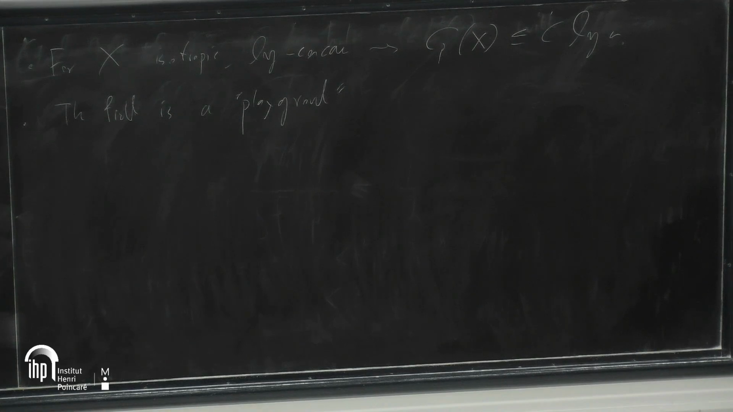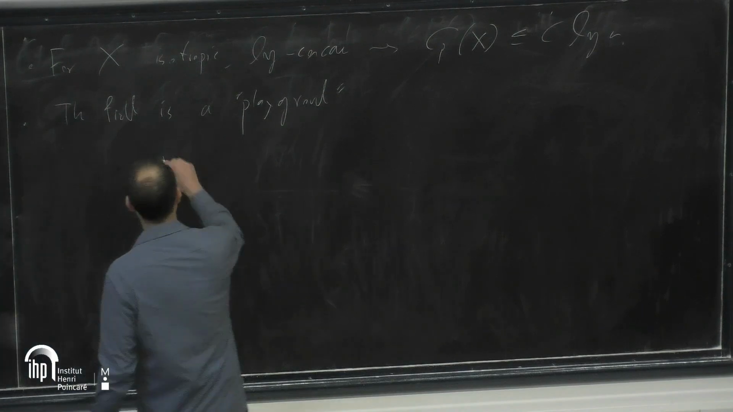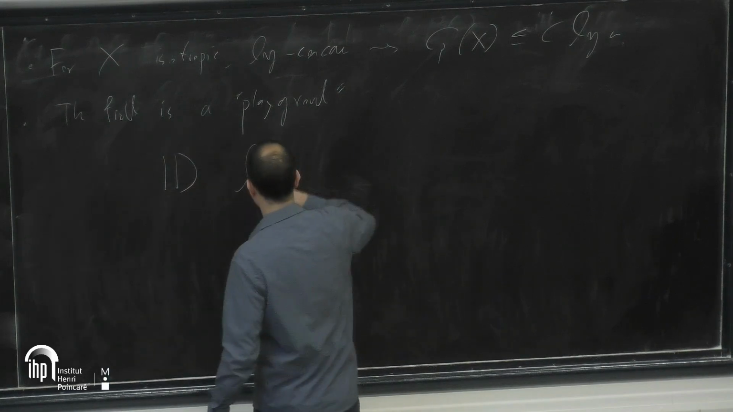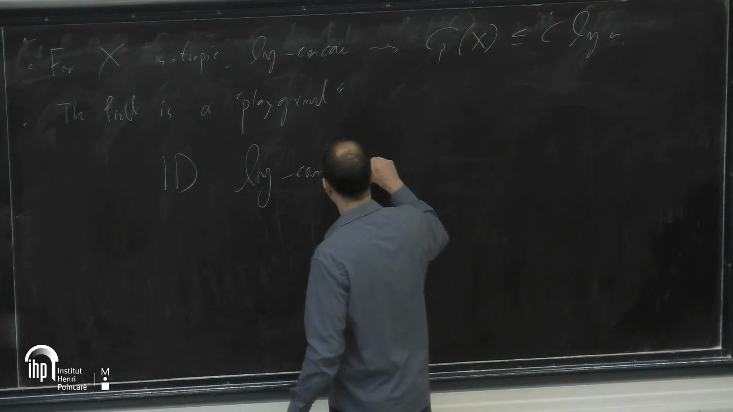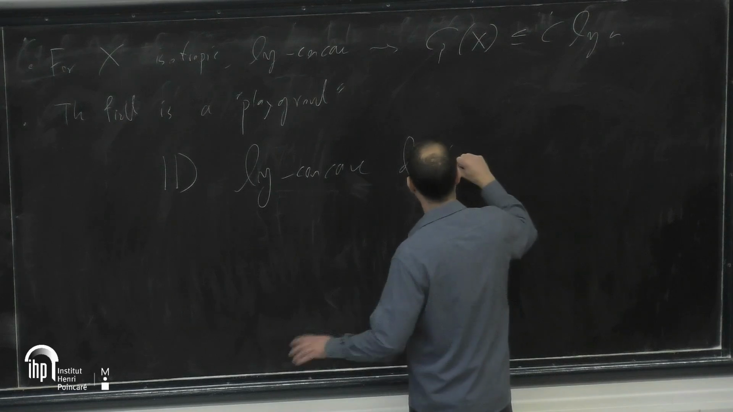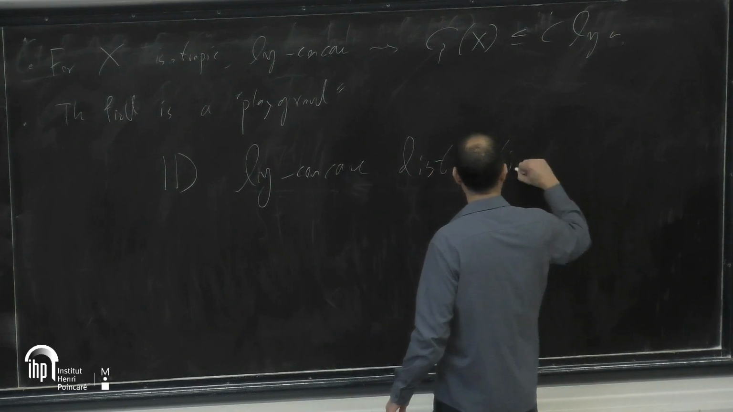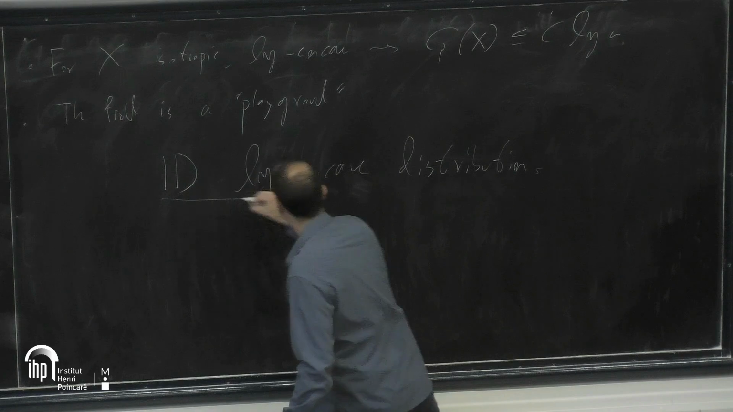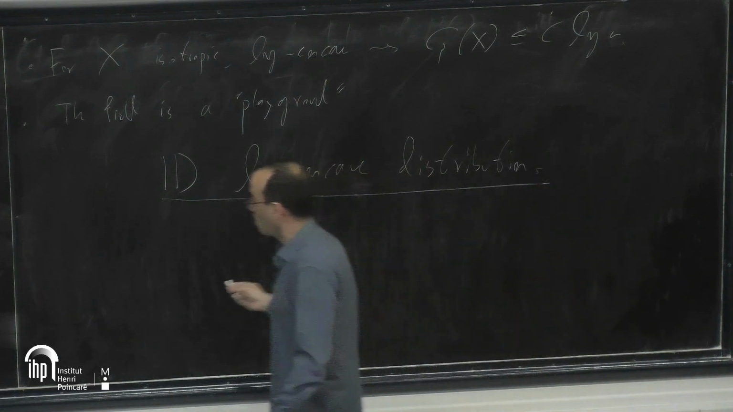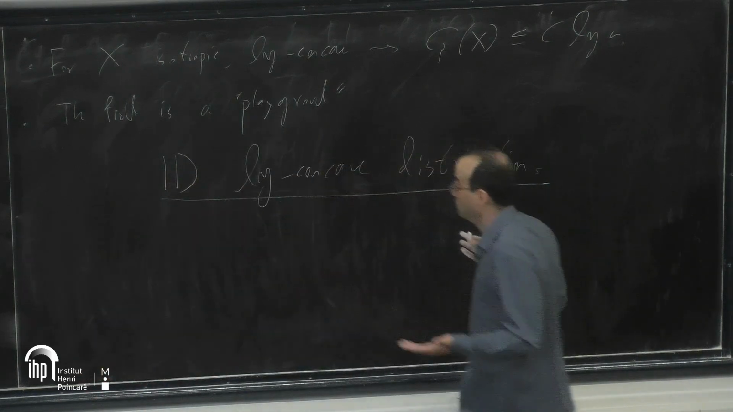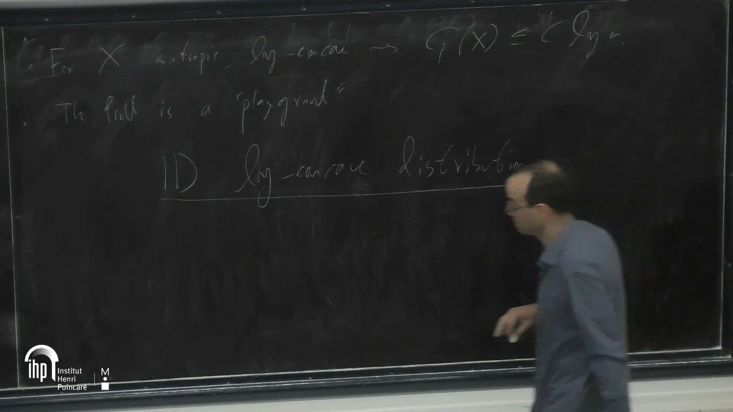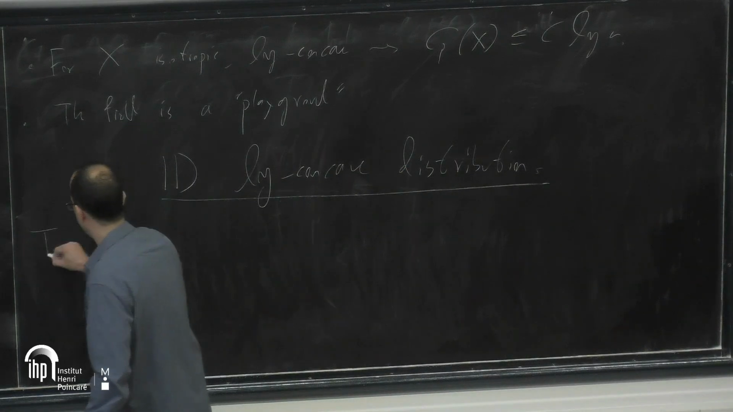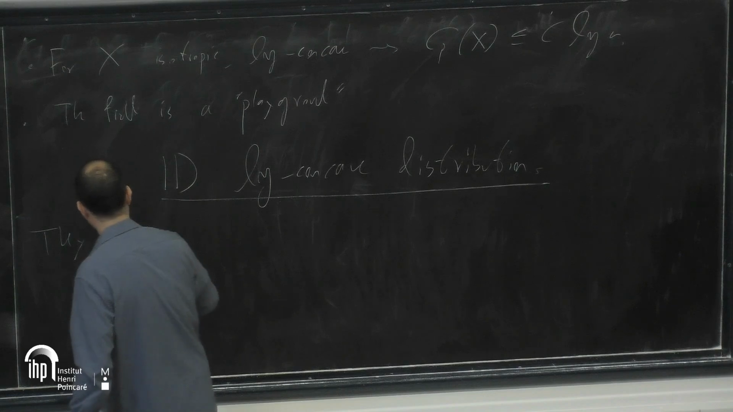Okay. Now, before going on and discussing methods for high dimension, let me say a few things about one-dimensional log-concave distributions. Let's see that we can understand many things there. So what can we say in one dimension? How do they look, log-concave distributions? The answer is that they all look like this.